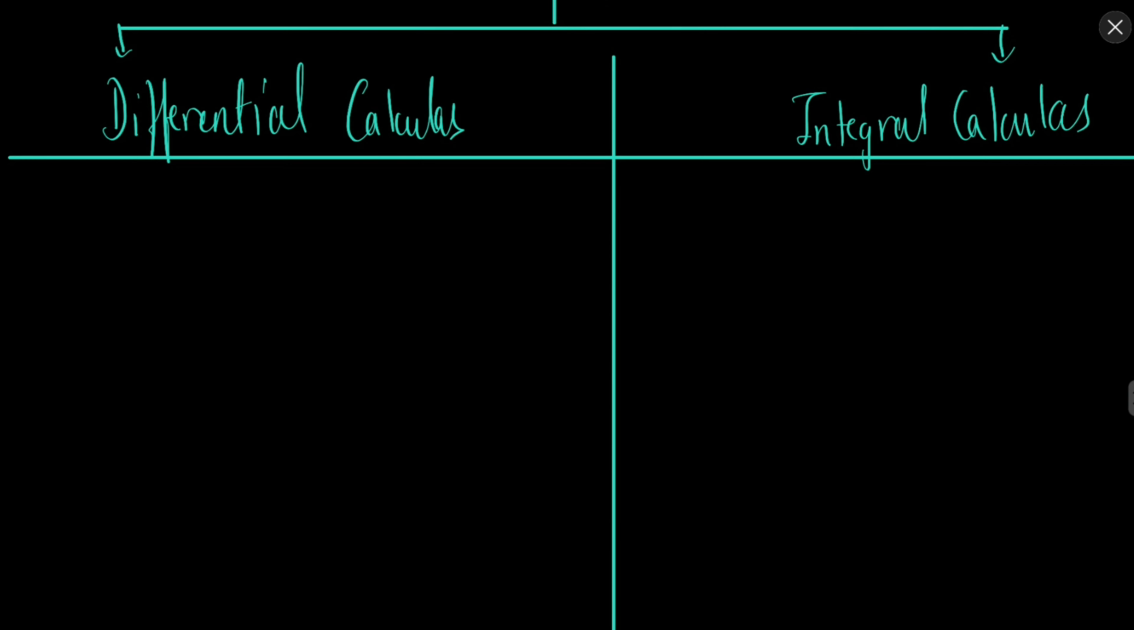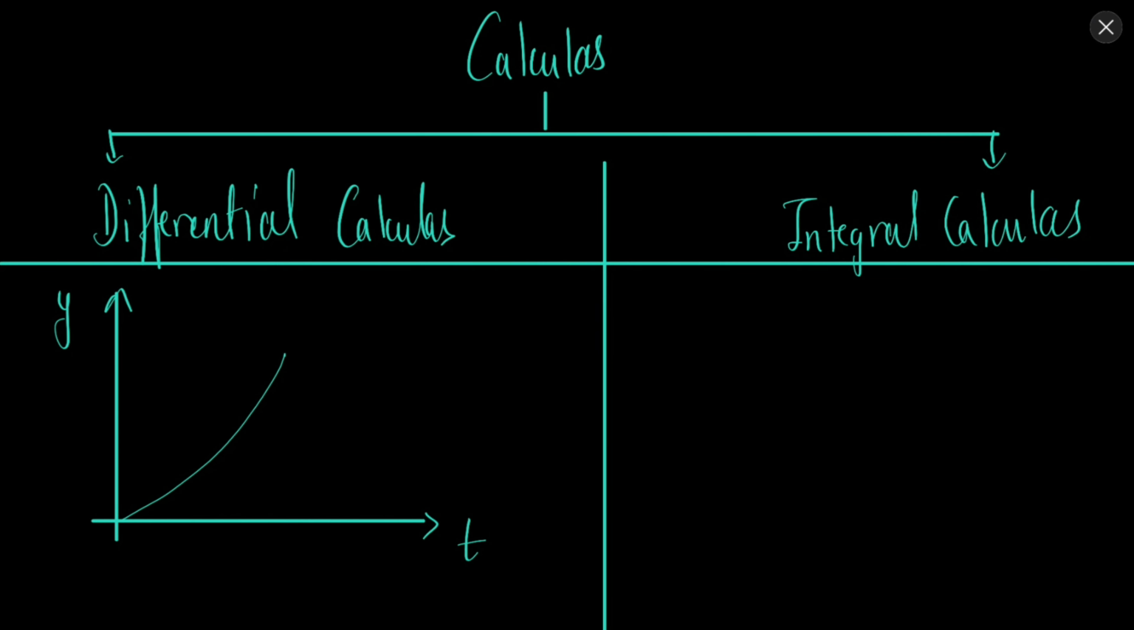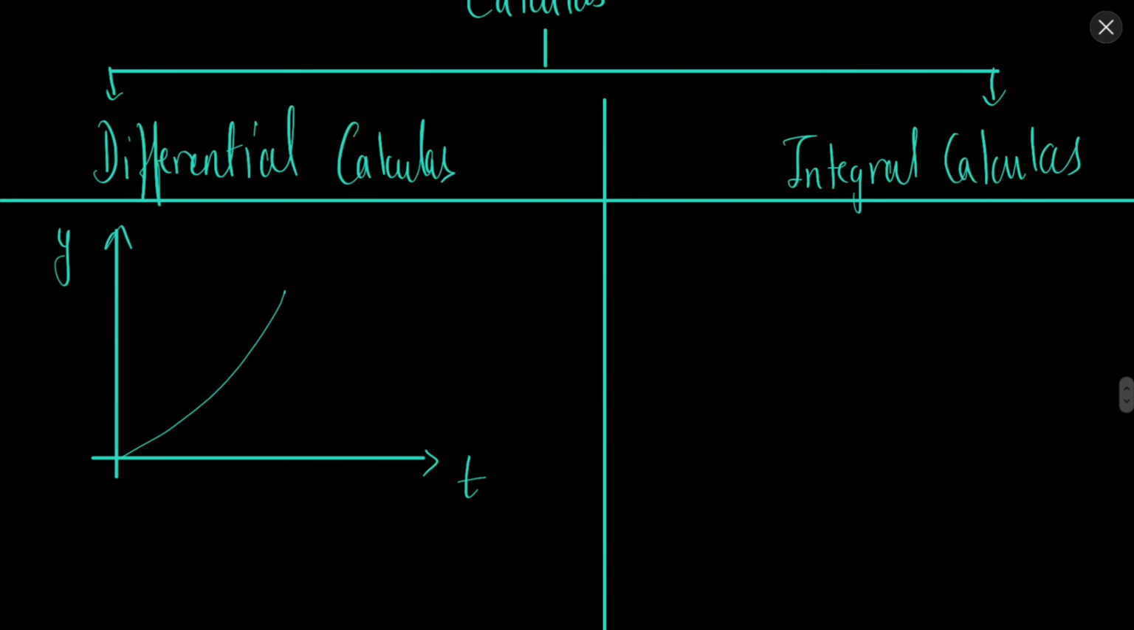First we'll start with differentiation. Let's say I have this graph which tells us about the motion of any object. Let's say this tells us about the change of position of any object with respect to time. So in short, differentiation tells us about the small variation of one function with the small variation in another function. For example, we have two functions here, y and t.